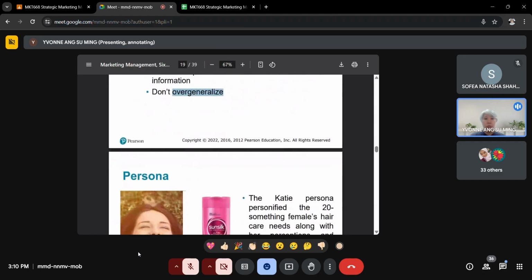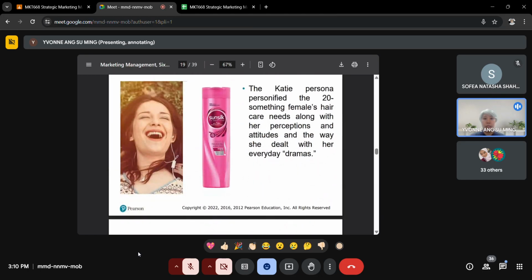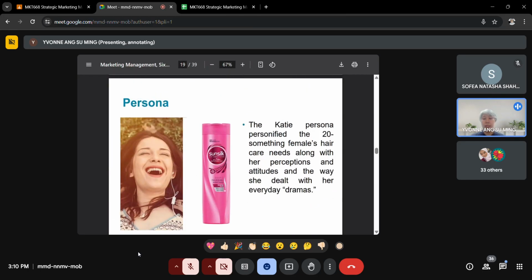Okay, so to show you a persona example, this is actually from your textbook. Okay, this is from your textbook. And inside your textbook, the example given is actually Sunsilk. Okay, and Sunsilk ni, bila dia jual satu Sunsilk ni, dia buat market research dan dia tahu bahawa Sunsilk ni adalah untuk 20-something year old punya female hair.